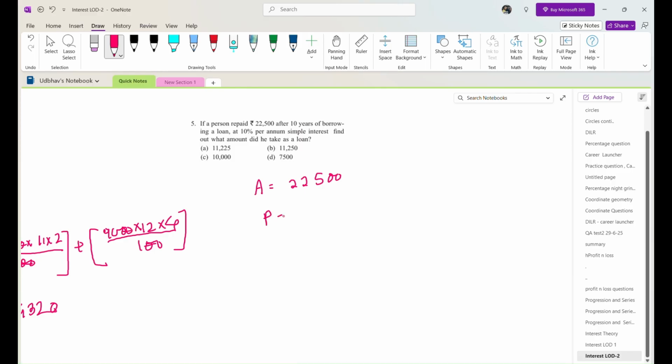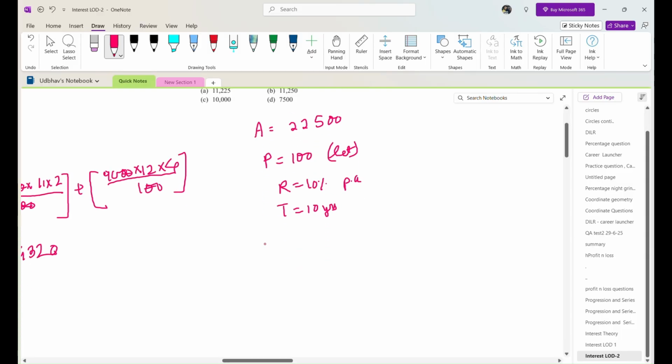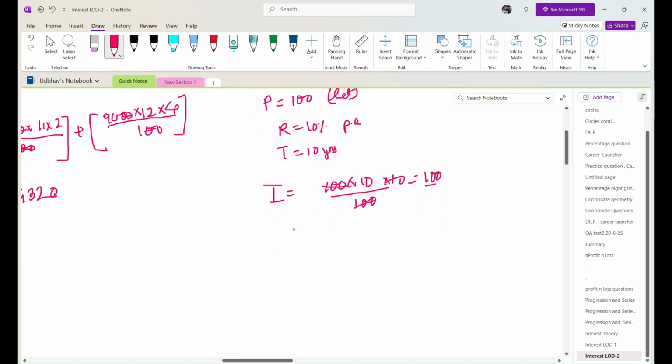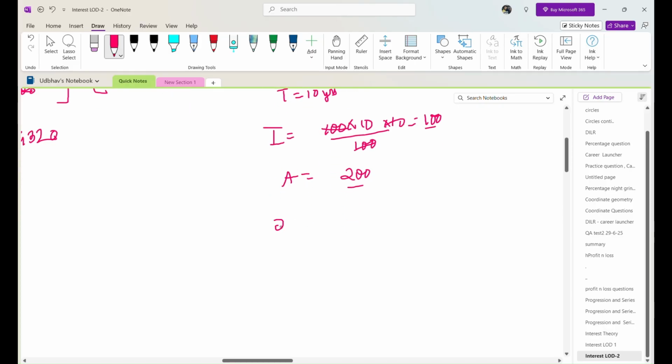Anyways, so we'll assume our principal amount was 100 rupees. So when principal amount is 100 and our rate given is 10% per annum, and what is the time? Time duration is 10 years. So what will be the interest we'll be getting after 10 years? 100 into 10 into 10 upon 100. We'll be getting 100 rupees as interest. So the amount will be 100 plus 100, 200. So when our amount was 200, our sum was 100.